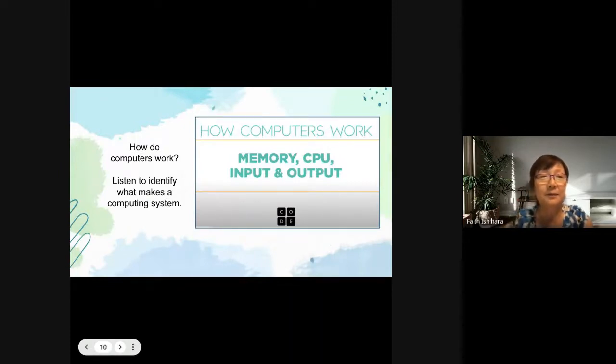So how do computers work? Well, we're going to show you a little snippet of a video and listen to see if you can identify what makes up a computing system.